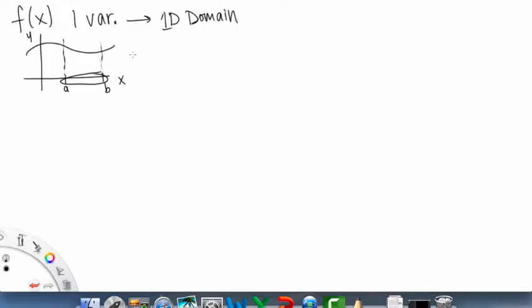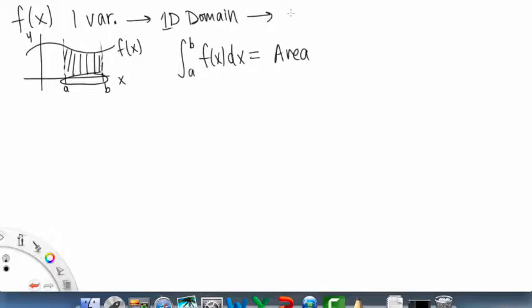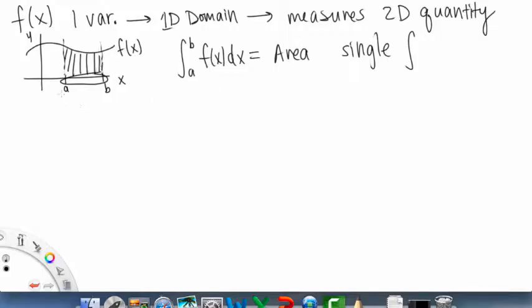And also, this is our f of x, and our integral looks like the integral from a to b of f of x dx. And what this measures is the area under the curve, right? So we have a one-dimensional domain, but a two-dimensional answer, or a measurement of a 2D quantity. So this is the area under the curve. Okay, and that's pretty much it for the one-dimensional case. That's why it's pretty simple, and we only have a single integral, right? So single integral sign. All right, so now let's go into 2D.